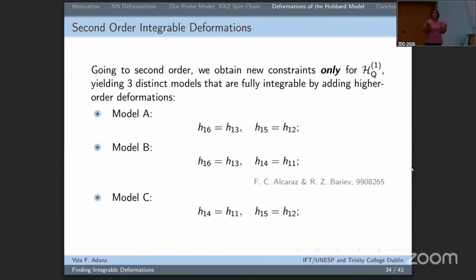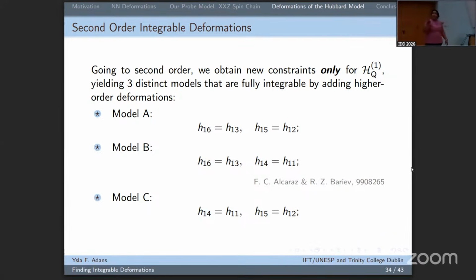Either 16 and 15 get reduction, or 16, 14, or 14, 15. And one check we have made with this model is, for example, model B, you can fit Alcaraz and body F Hubbard deformation inside of this model. And the other ones cannot be fit, so they are really different. We compare them by base transformations, parity, discrete transformations, and so on. There are more results about Hubbard, but I'm just showing you these ones.